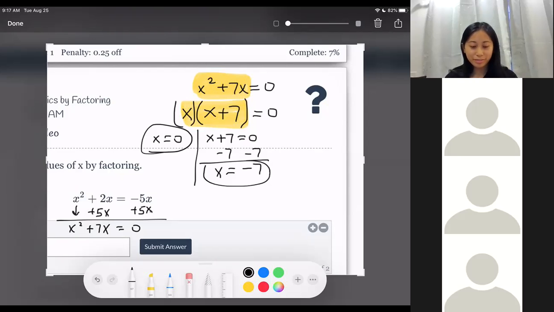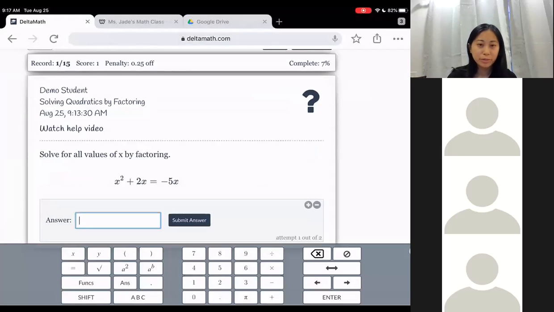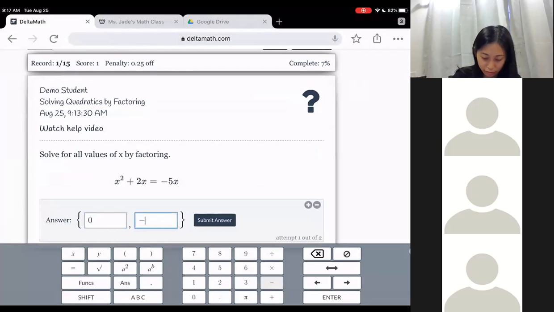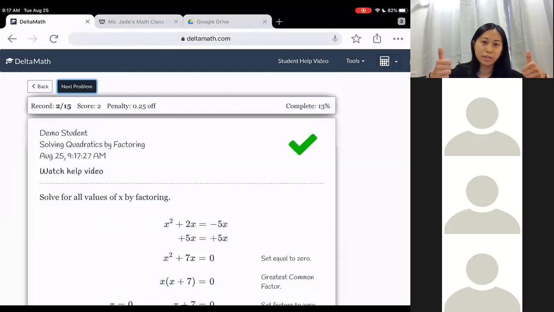Okay. I'm going to click done. 0 and negative 7. So remember, we have two answers. So I'm going to click that plus sign. So there's two answers now. We have 0 and negative 7. Submit. And it says we're good.